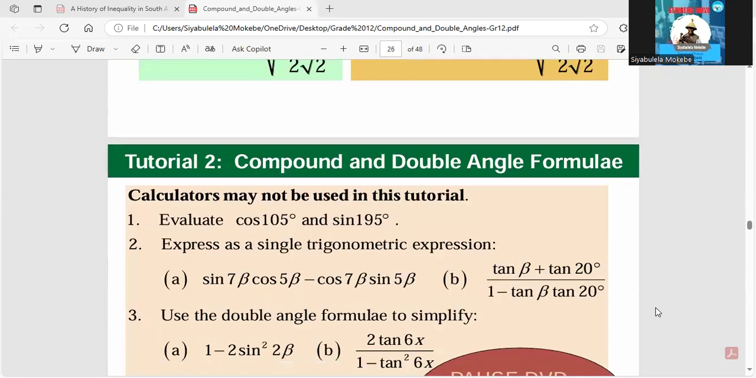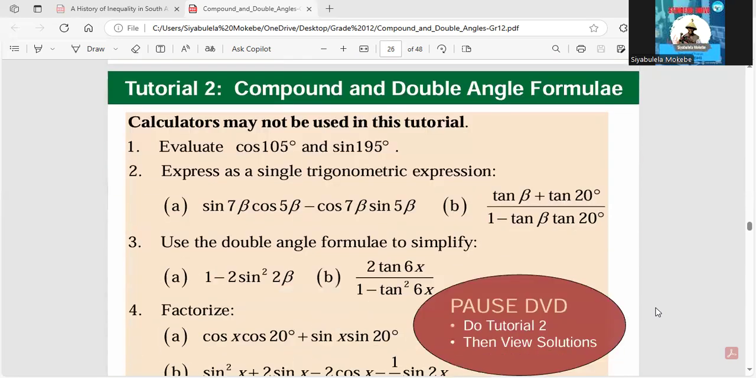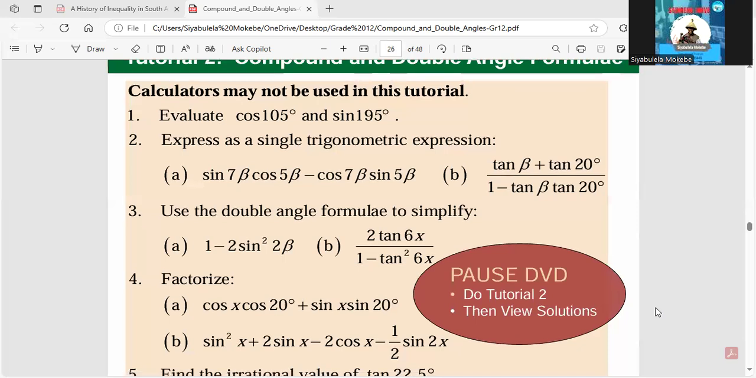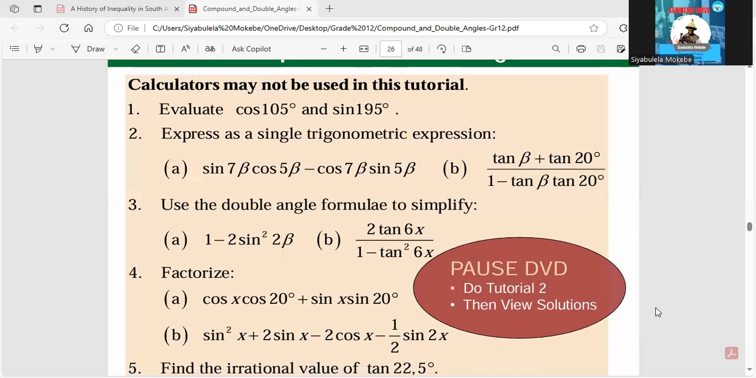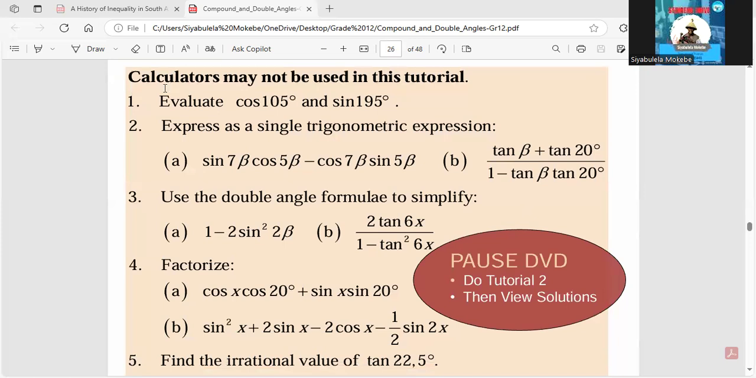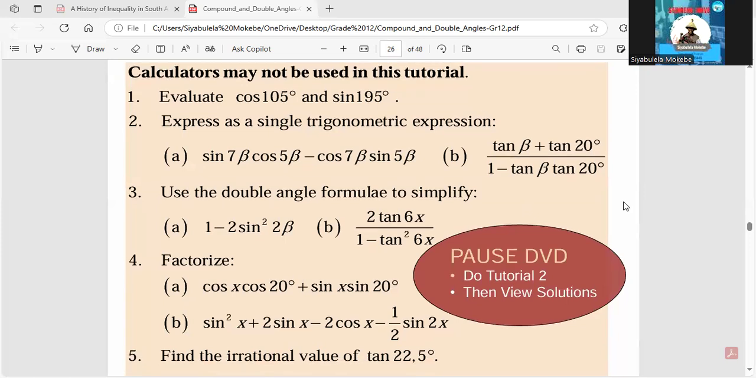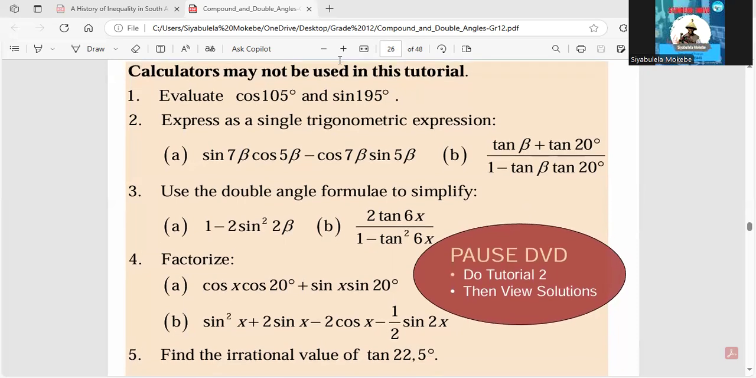Okay, folks. Now, please pause the video and try this exercise. Folks, calculators may not be used. Do not use a calculator. I repeat, do not use a calculator.